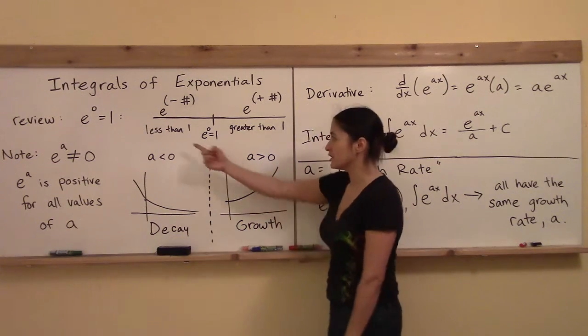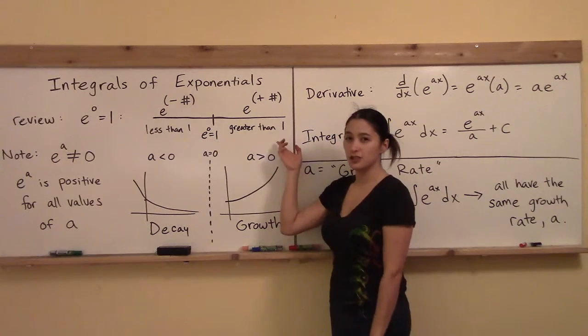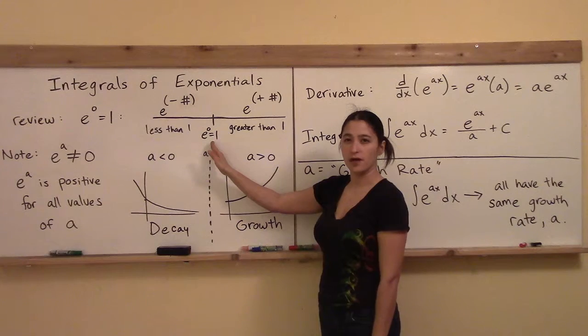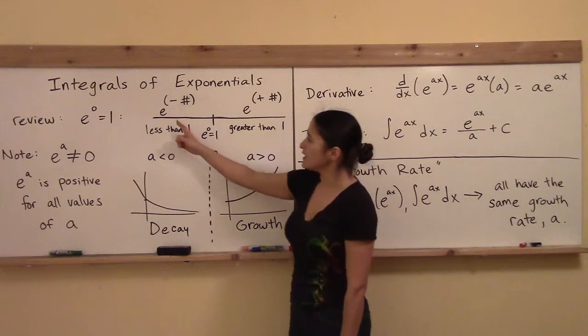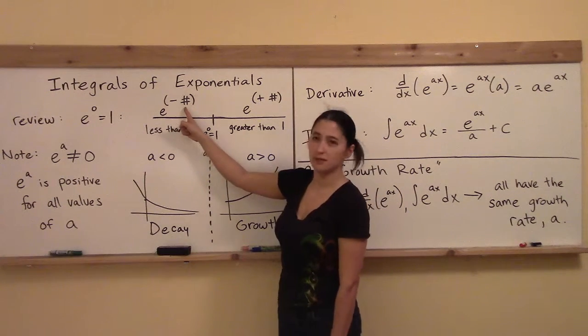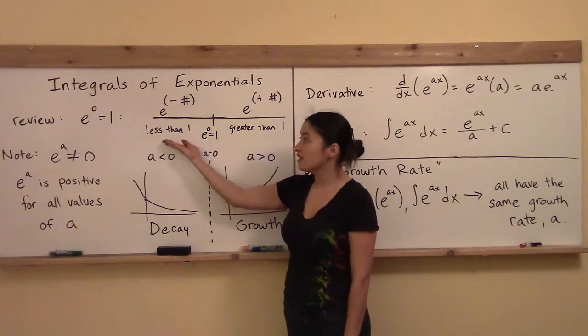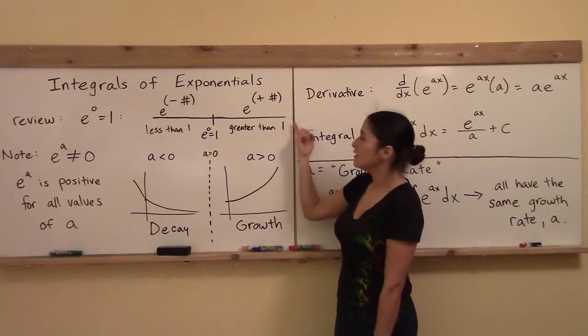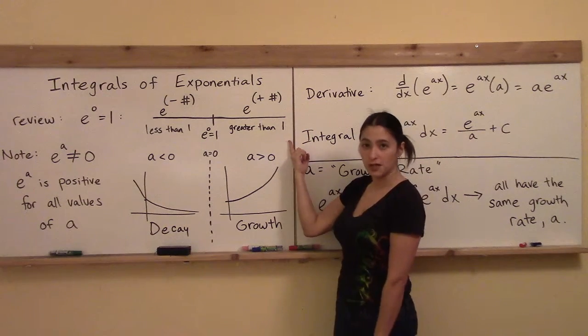Okay, so that actually cuts up the number line into two separate categories. Here's e to the 0, which is equal to 1, right? So if I raise e to a negative number, a number that's less than 0, I get a number that's less than 1. If I raise e to a positive number, then I'm going to get a number out that's greater than 1.